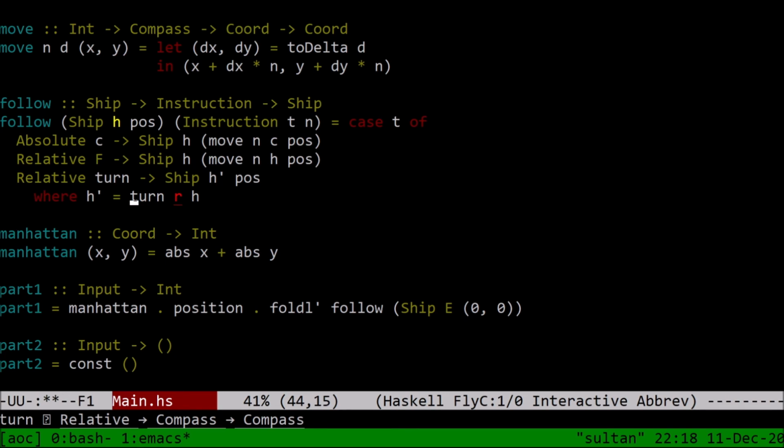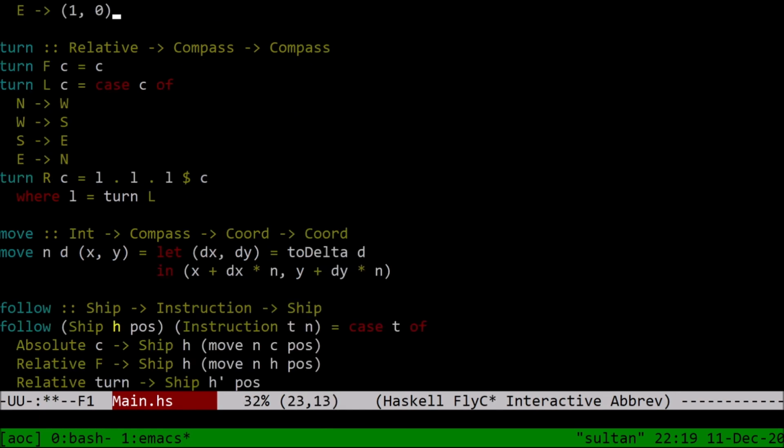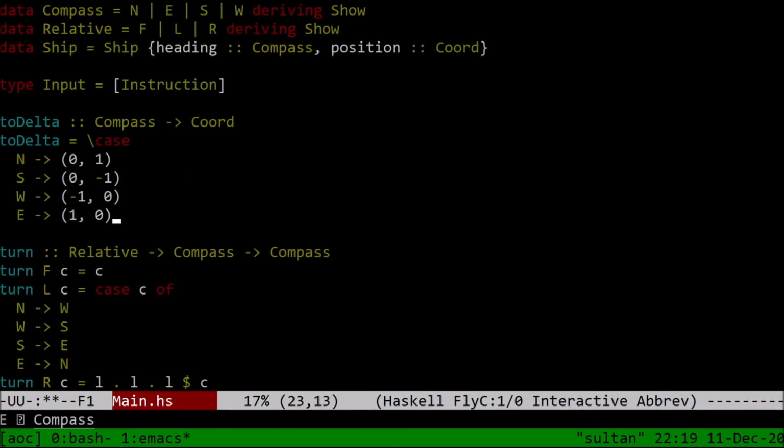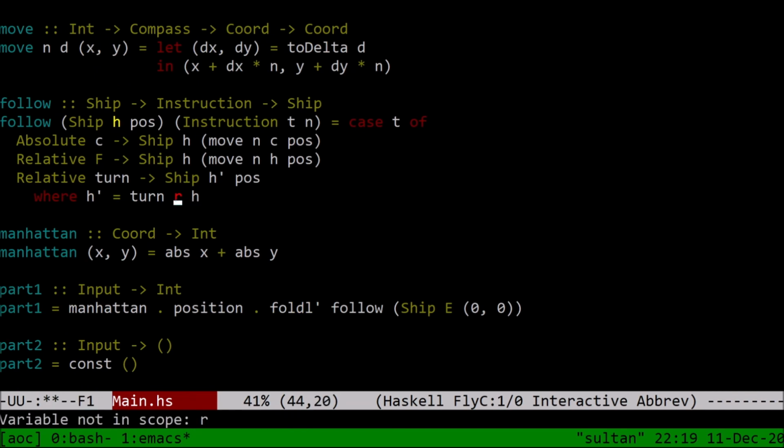So our turn should be a number divisible by 90. So let's iterate. Wait, hang on. What's our turn look like? What's our relative? Oh, it's just F, L, or R. Yeah, okay. Let's iterate turn. Oh, am I shadowing turn? I am. Okay, that's why we called this R before. Turn R mod div 90. No, this is crazy. R is a relative thing. R is just our directions. We're just going to iterate turning R. That makes sense.